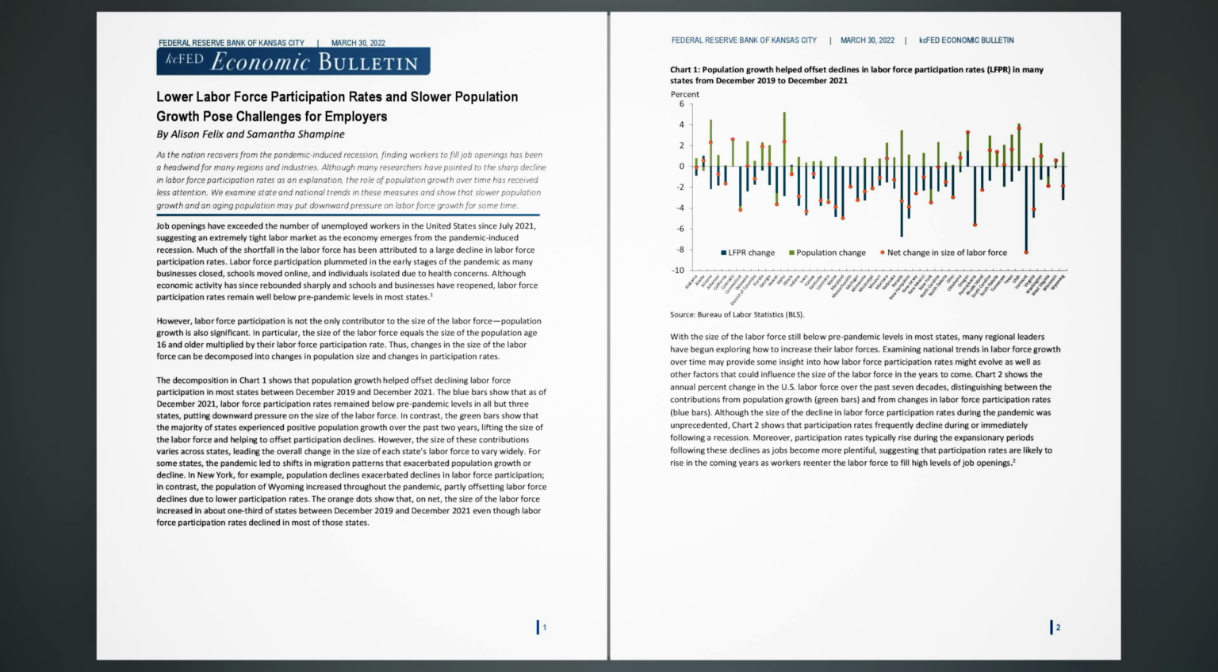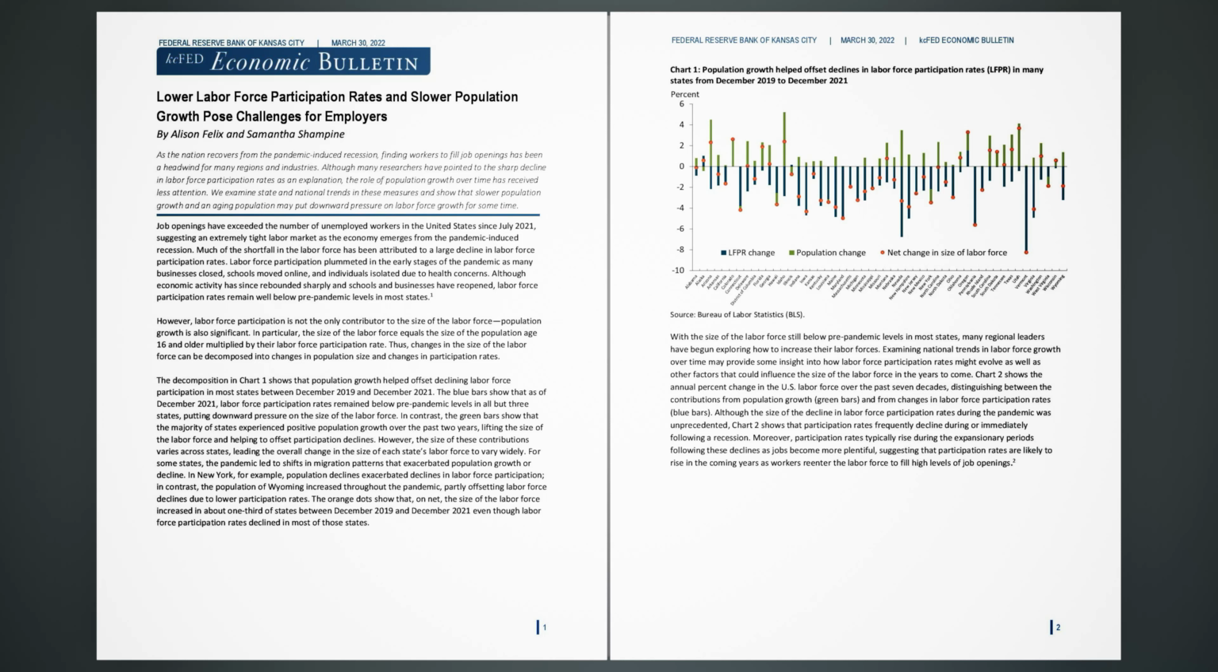The blue bars show that as of December 2021, labor force participation rates remained below pre-pandemic levels in all but 3 states, putting downward pressure on the size of the labor force. In contrast, the green bars show that the majority of states experienced positive population growth over the past 2 years, lifting the size of the labor force and helping to offset participation declines.